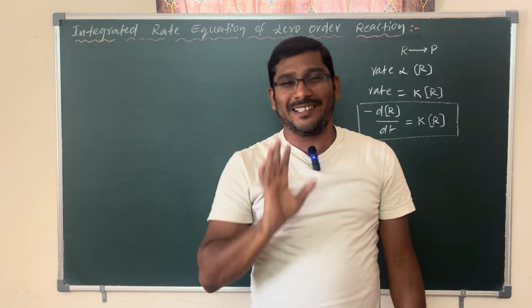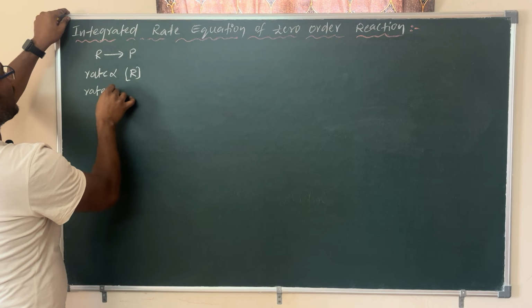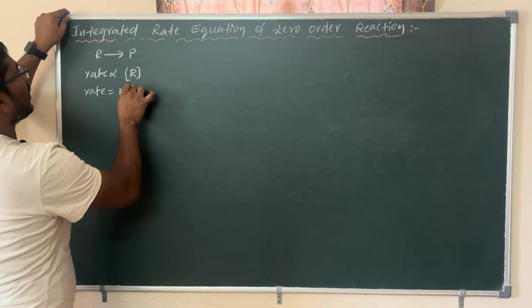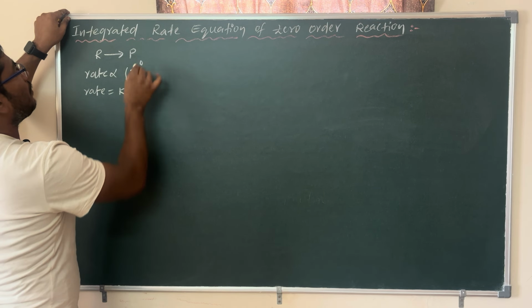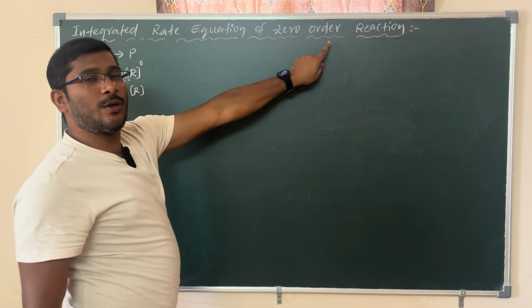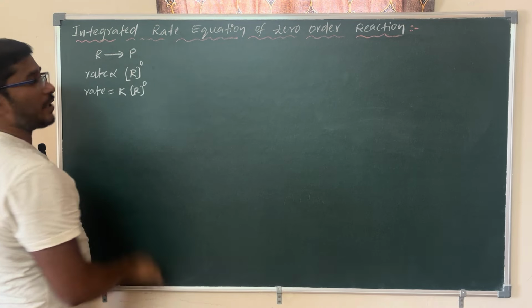First, the rate of reaction. Generally I am taking that the reactants are converted into products in a general reaction. What is the rate equation? Rate is directly proportional to the concentration of reactants. Now the rate is equal to K into the concentration of reactants to the power 0, students. Why? Because it is a zero order reaction, so it is also power 0 here.